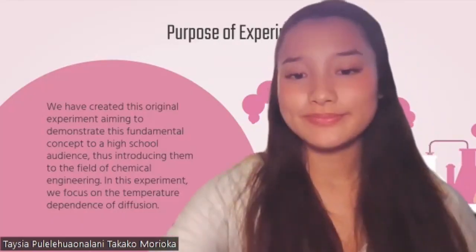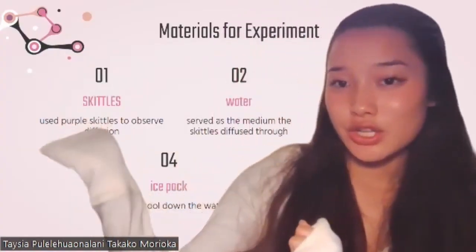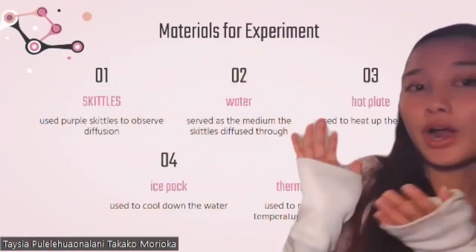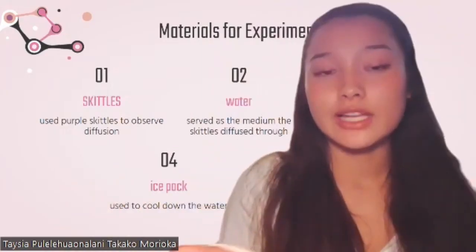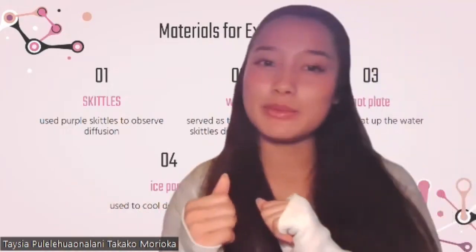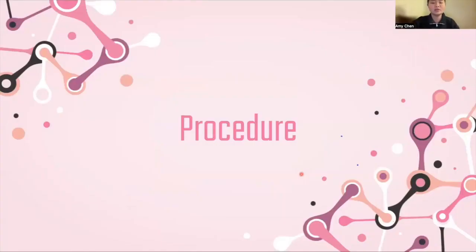diffusion as a whole. To begin our experiment, here are the materials we used. Here's our solute, solvent, our hot plate and ice pack were used to adjust the temperatures of our solutions that are held in a flat dish, and we use a thermometer to keep track of it. Now I'm going to go into the procedure and setup for our experiment.